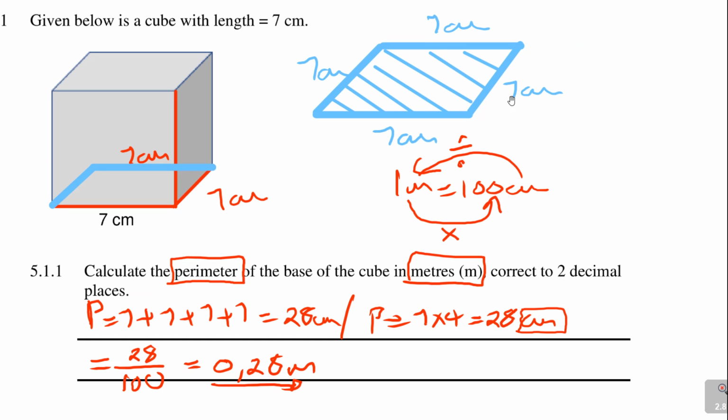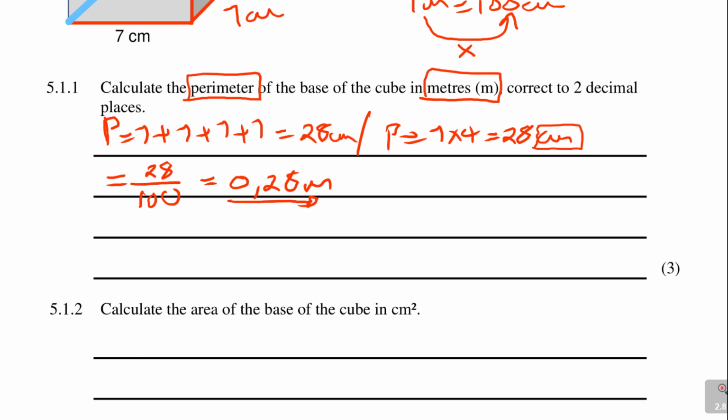And then calculate the area of the base of the cube in centimeters squared. Now they are back again to the same question, the area. Now this is a square, guys. I know it looks like a rectangle, but a cube is meant to be a square. And you know what is the area of a square? When you're finding the area of a square, is length times length. So here you're going to say area is equal to L squared, which is length times length, which is equal to 7 times 7, which is equal to 49. But they say what? In centimeters squared. You don't change. Then you put that.